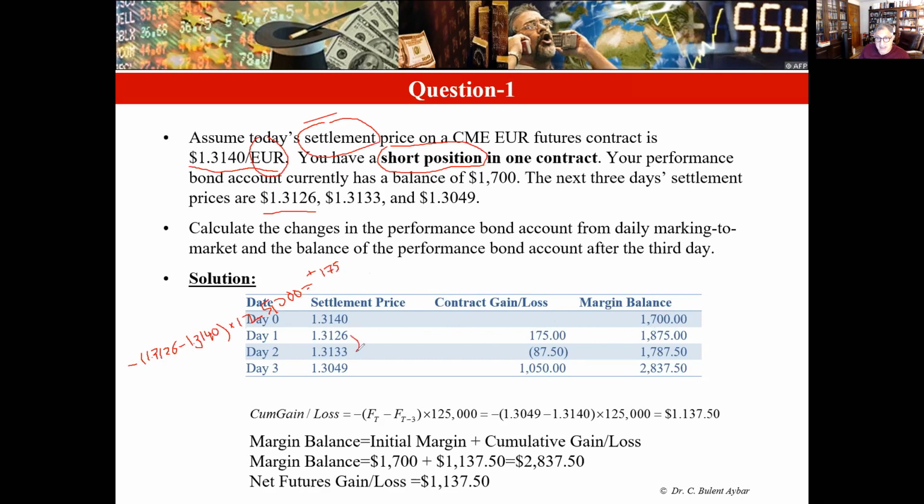Going into the next day, the contract price now increases. This increase will lead to some loss, in this particular case $87.50. We can still calculate it the same way: 131.33 minus 131.26 times 125,000 is 87.50. That amount is going to be taken out of our account, which is going to bring our balance to $1,787.50.